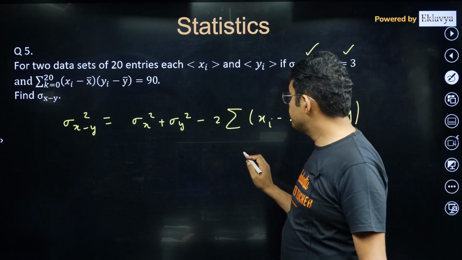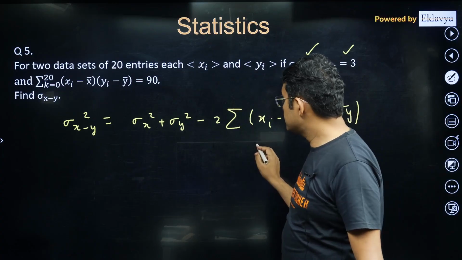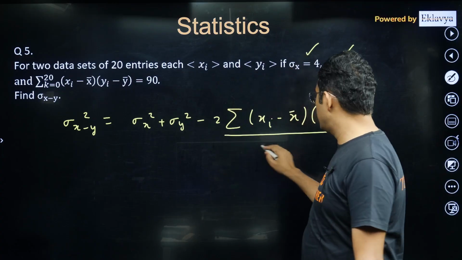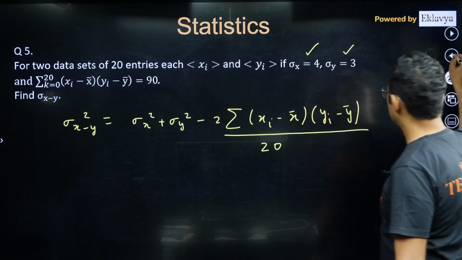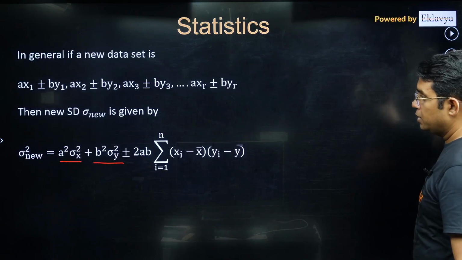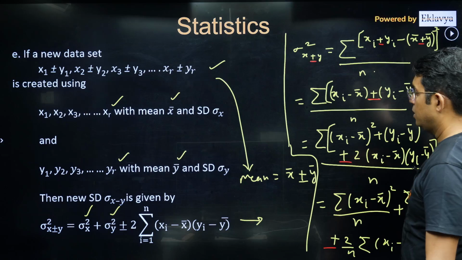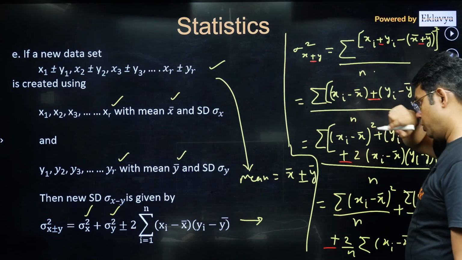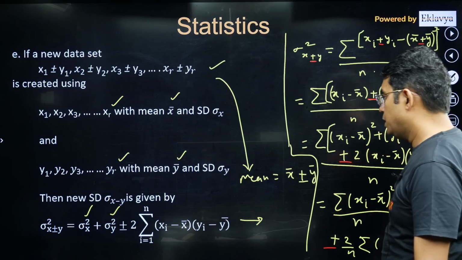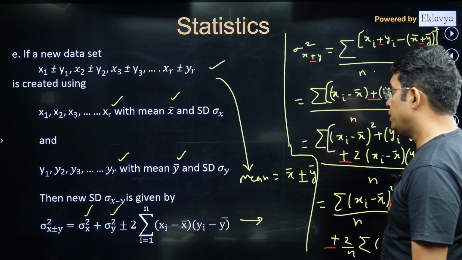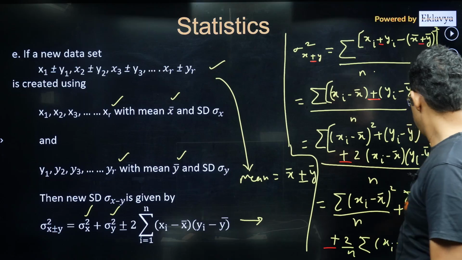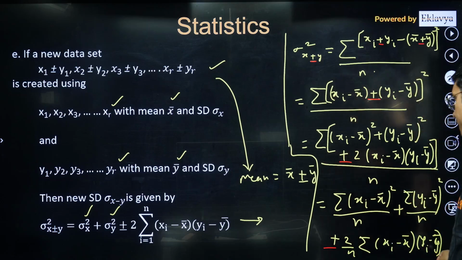And one minute, I think it will be divided by 20 also. Yeah, divided by 20 also it should come. Let me just check. Sorry, just one minute, maybe I am doing it wrong. By n was there, no? By n.